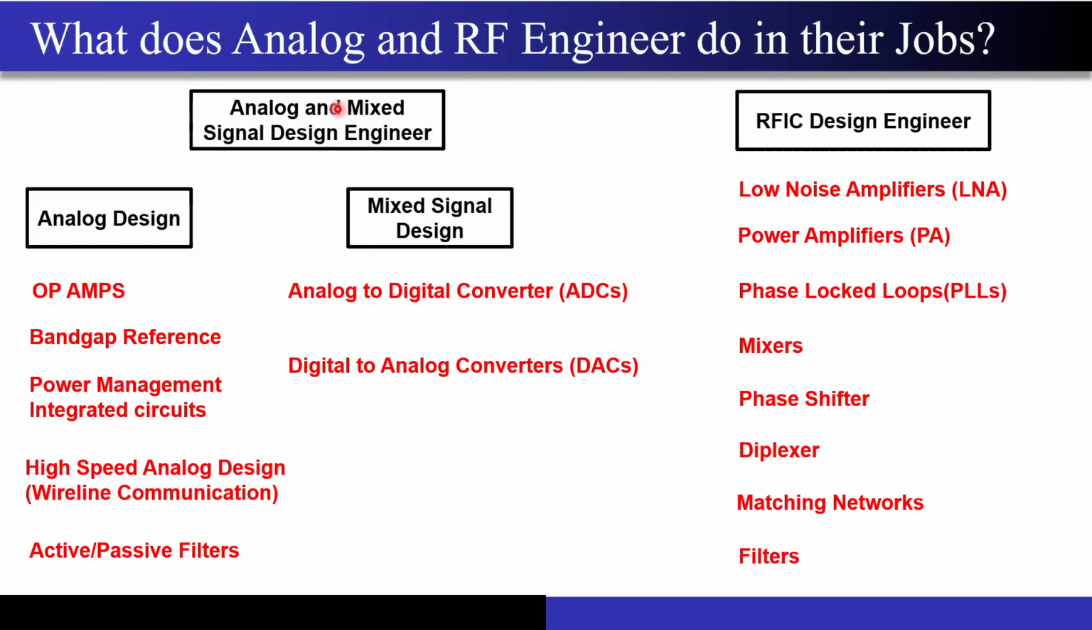Now coming to the main part, what do analog and RF engineers actually do in their job? So now I just categorized it into two main categories. One is the analog and mixed signal design engineer, which is subcategorized into analog and mixed signal, and the other is called an RFIC design engineer. Now coming to analog design, you will be basically designing op-amps. Op-amps for what? Maybe you want to design a very high speed comparator. Maybe you want the op-amp that will be going into the ADC.